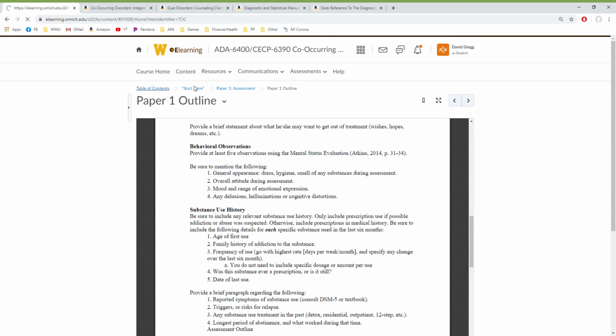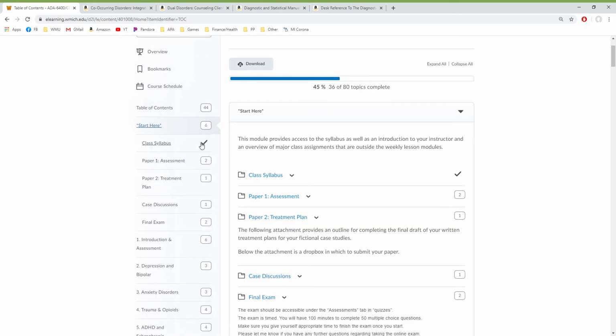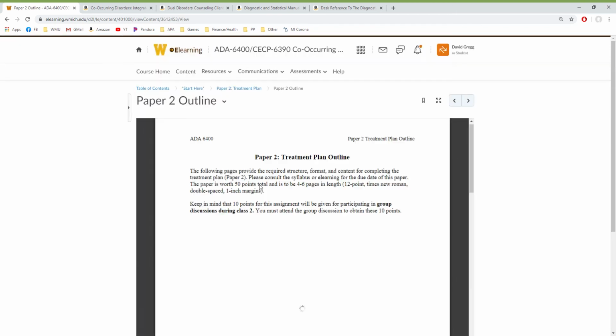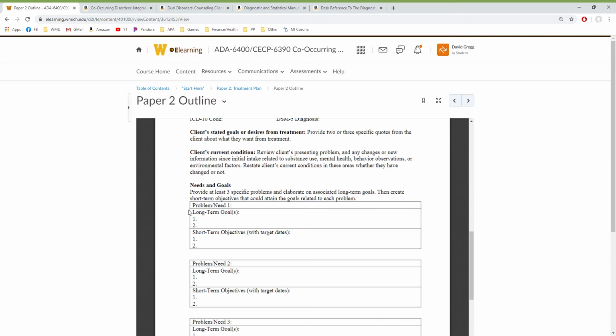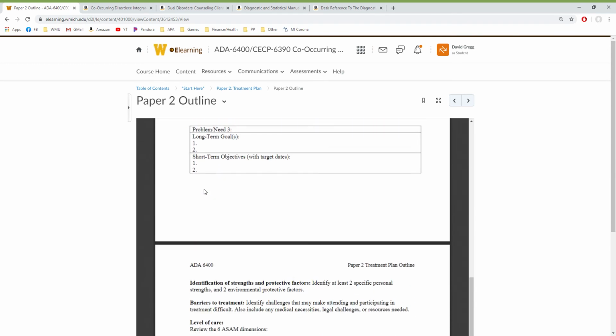All right, back to table of contents here. So it's a similar setup for the paper 2 treatment plan. I've got an outline here and the submission area here. It's meant to be a bit shorter than paper 1. Once again, in the outline you see a bit more structure to it. I've added some boxes in here for you to fill this information out. So feel free to use this structure as well for paper 2.